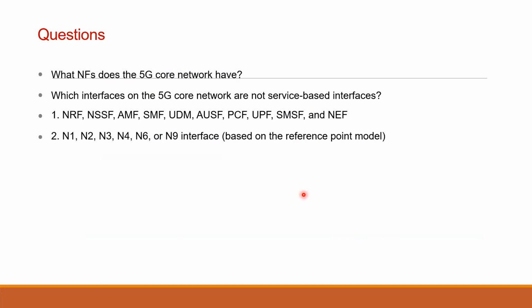Okay, so what are the different network functions that the 5G core network has? We have NRF, NSSF, AMF, SMF, UDM, AUSF, PCF, UPF, SMSF, and NEF. And which interfaces are not service-based interfaces?